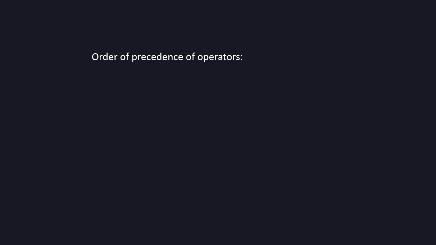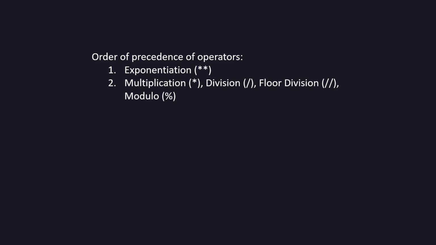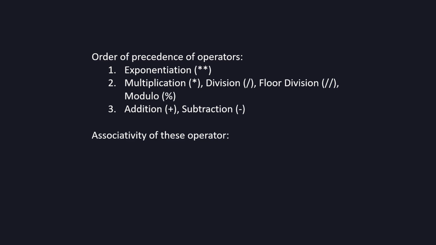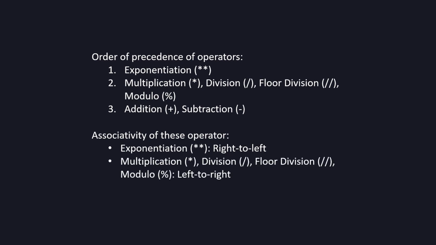The order of precedence of these operators from highest to lowest is exponentiation at number 1. At number 2, we have multiplication, division, floor division, and modulo. And at number 3, we have addition and subtraction. The associativity of these operators: exponentiation is associated from right to left. Multiplication, division, floor division, modulo are left to right, and addition, subtraction are also left to right.